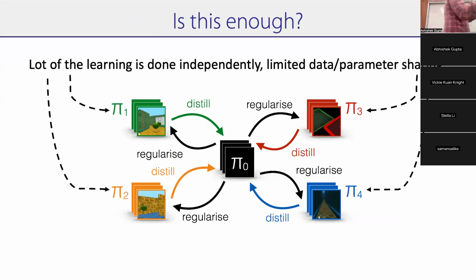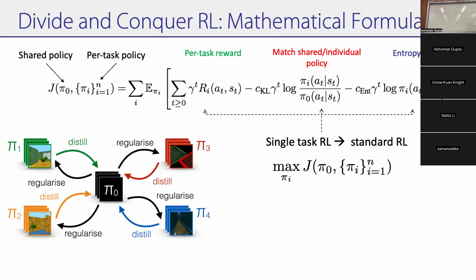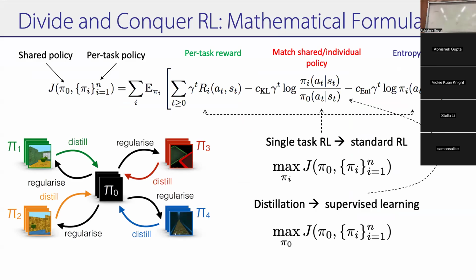As you were just pointing out, a lot of the learning is done independently. You're not sharing that much data. So we want to do better than that. We want to share more data between the tasks. Right now, we're just sharing it through this one regularization term, which is not the best. How do we share more information between our tasks?